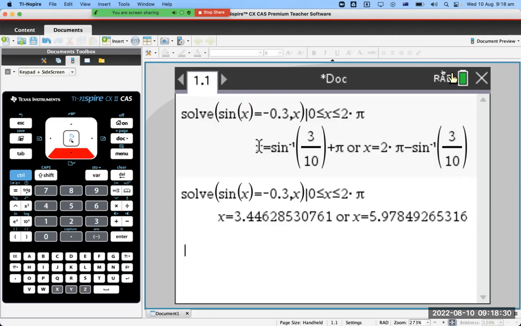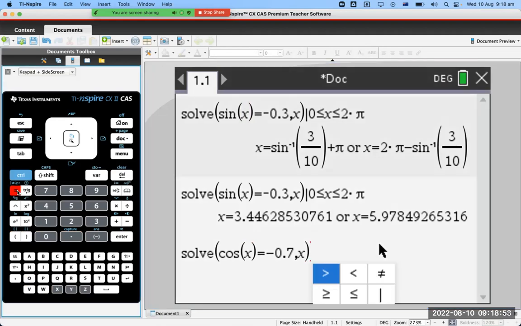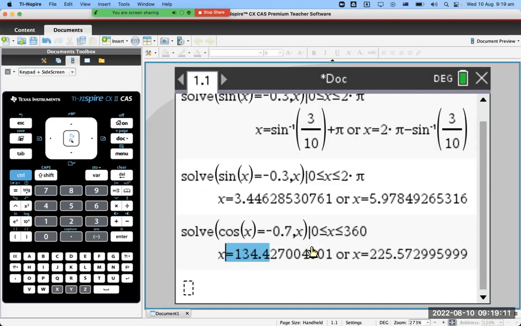Now, the second question is in degrees. So have a look up here. If you have the blue calculator, you should be able to go up here with your cursor and click it. It'll change to degrees. And you type everything in again, cos of X equals negative 0.7 this time, comma X, given that X is between 0 and 360 degrees. Notice everything's in degrees at the moment. I didn't need to put in the degrees symbol. If I press enter, our answers will be in degrees.